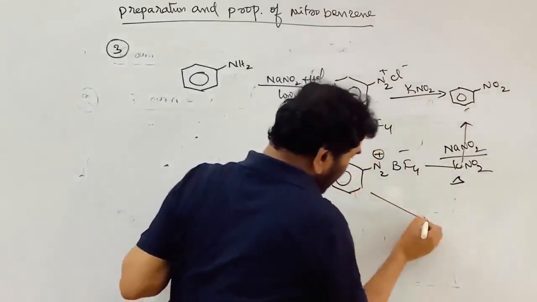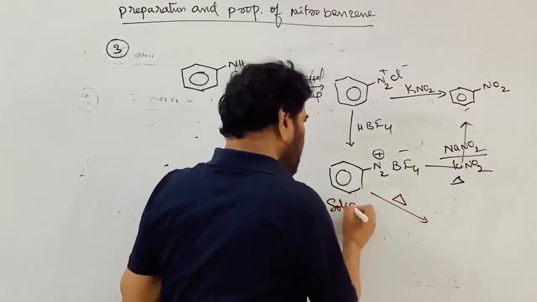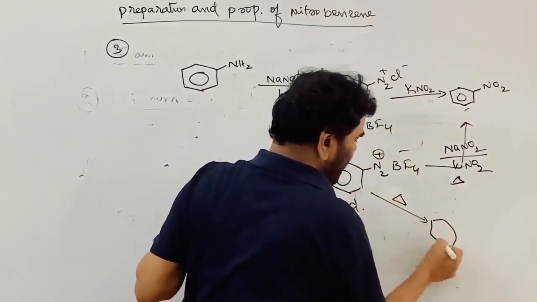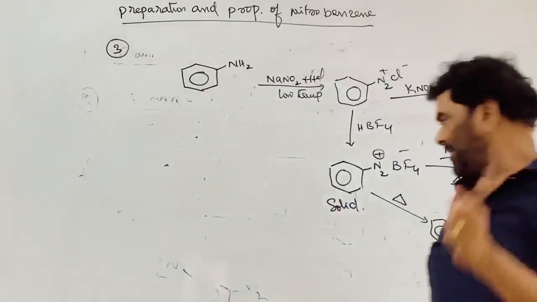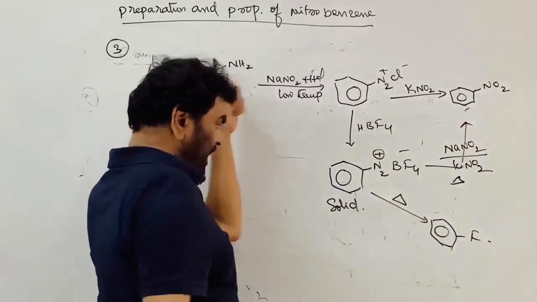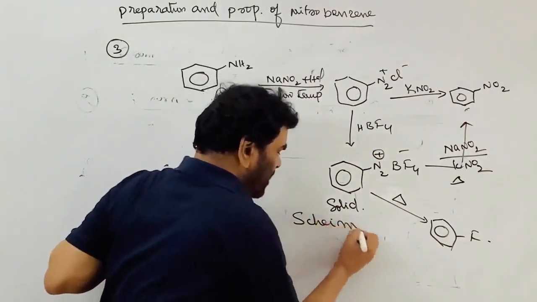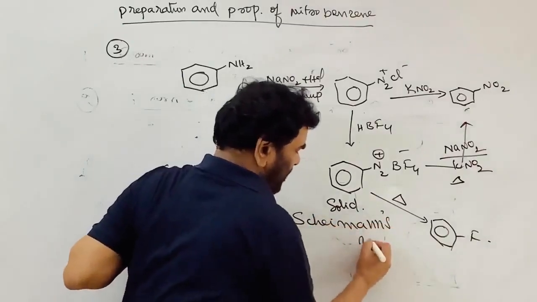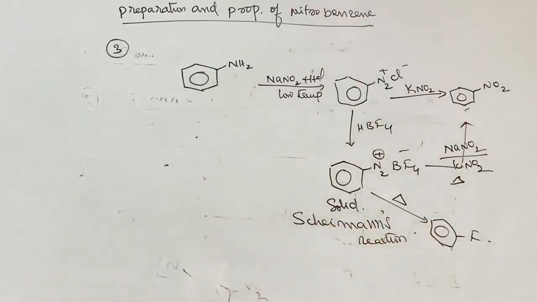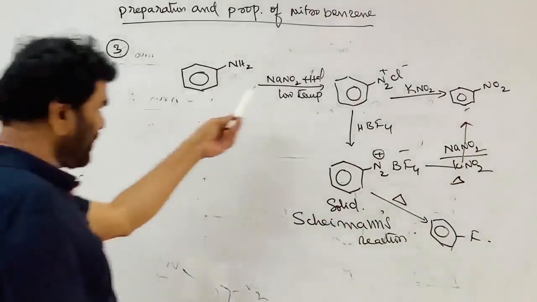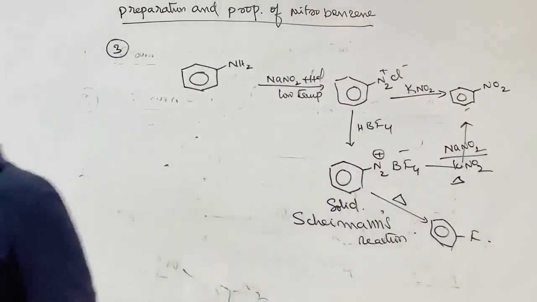Or on strong heating of this solid derivative, it is converted into fluorobenzene; this is called the Schiemann reaction. So that is the only route, aniline to fluorobenzene, the Schiemann reaction. This is the only way to prepare fluorobenzene, introducing the fluorine atom into the benzene ring. So this is the case.